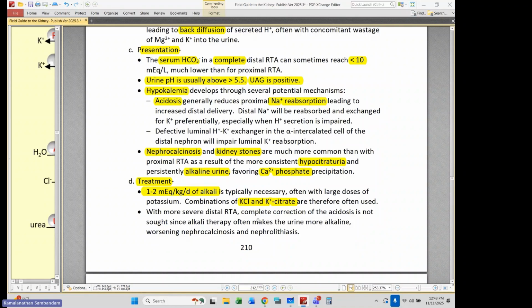Often, at least in my practice, it requires a mix of KCl and K citrate, right? Because again, I don't want the bicarb to totally normalize, because the urine pH is going to 7.75 as I'm giving that. So I fill the gap in the K with KCl at that point.